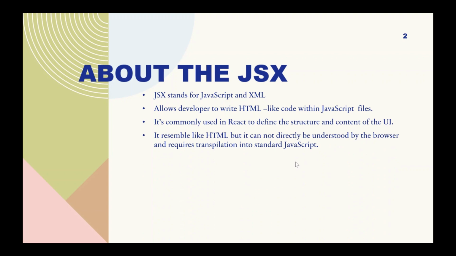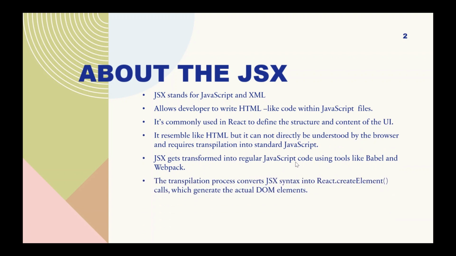So what are the tools? JSX gets transformed into regular JavaScript code using tools like Babel and Webpack. The transpilation process converts JSX syntax into React.createElement calls, which generate the actual DOM elements.